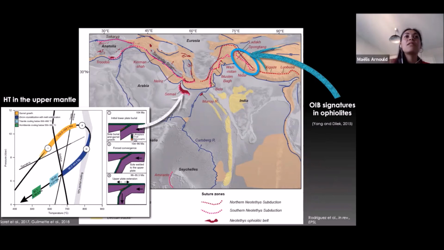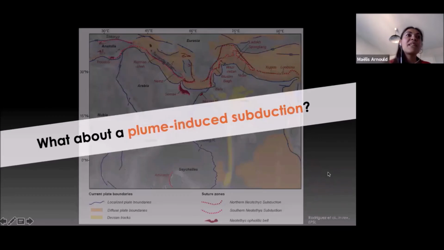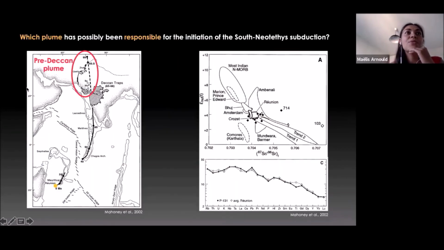So that would mean that near the initiation of the South Neo-Tethys subduction, you would have a source of heat close to it. Based on these observations, we explored the hypothesis of the role of the mantle plume in inducing the South Neo-Tethys subduction, instead of pushing the plates from the other side of India. So let's see what happens. First, what would this plume be? This plume would be the proto-Deccan plume, or the Reunion plume.